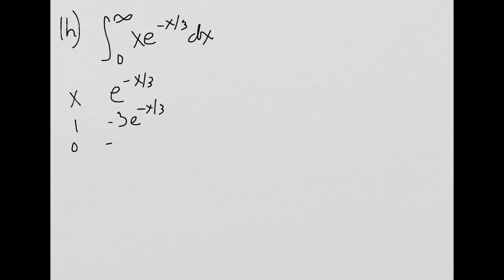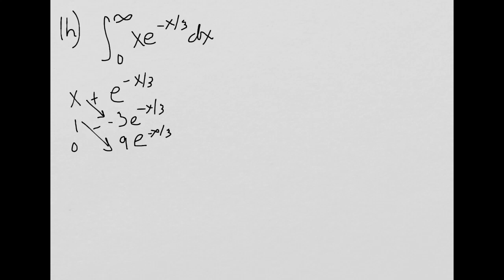And then my next integration is going to give me minus 9, or actually, it's a positive 9 because I got a double negative there. Where's my e to the negative x over 3, like that. So, as I go down my column, I get plus, minus.